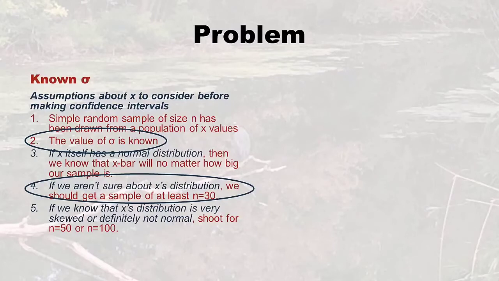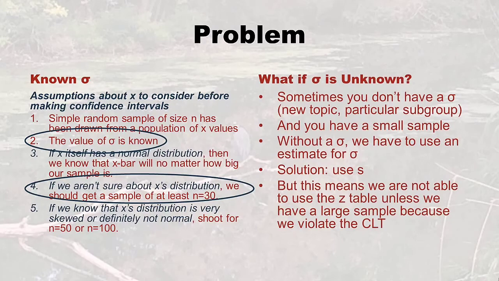Also, if you're not sure of X's distribution, you really should get a sample of at least 30. And if you know it's not distributed normally, like it's skewed, you really need a lot more. But you need at least 30. Well, those two requirements can limit you a lot, right? Because what if it's unknown? What if the population standard deviation is unknown?